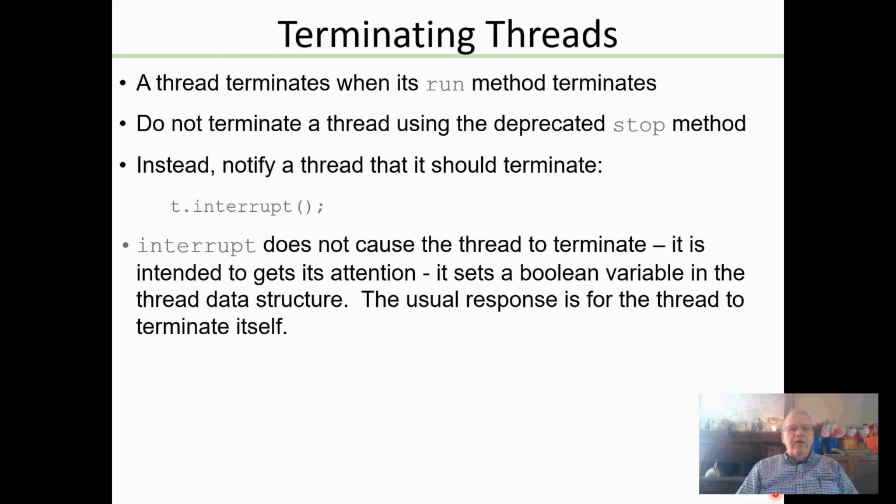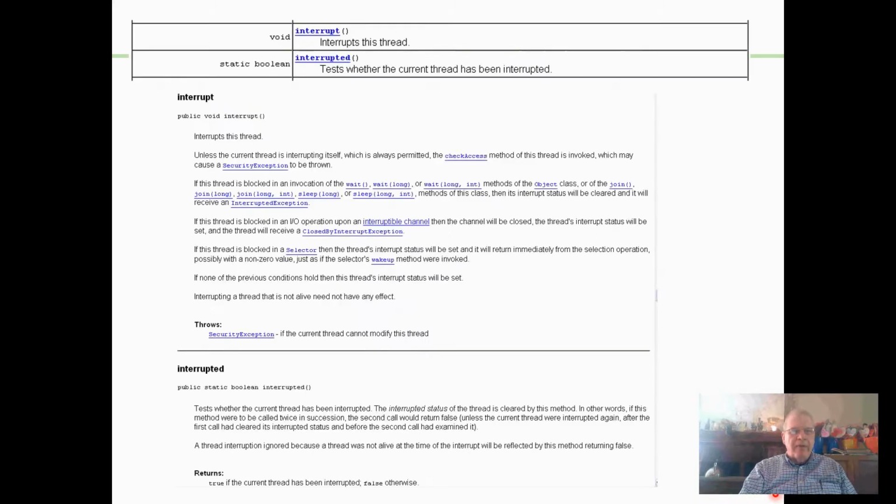So when the run method terminates, then the thread terminates. Now there's an old method called stop. It's deprecated, which means that there's a better version, and it's in there for reverse compatibility, but nowadays we use t.interrupt. T is still referring to the thread, and interrupt doesn't cause a thread to terminate, it just gets its attention, and it sets a Boolean variable that allows you to test it. Usually the thread terminates when interrupt happens.